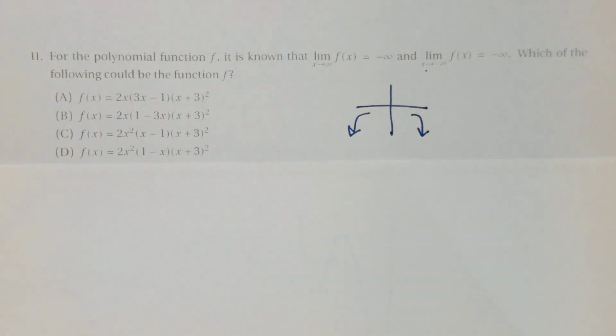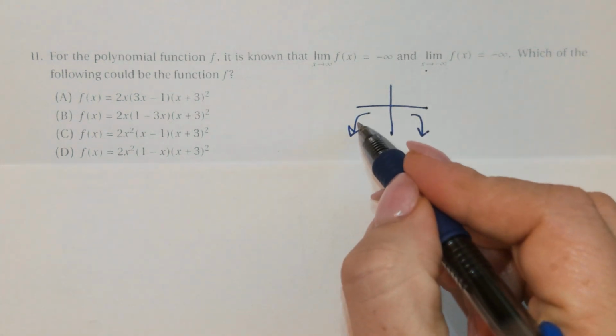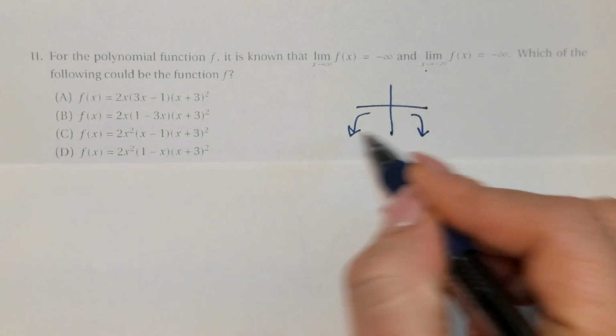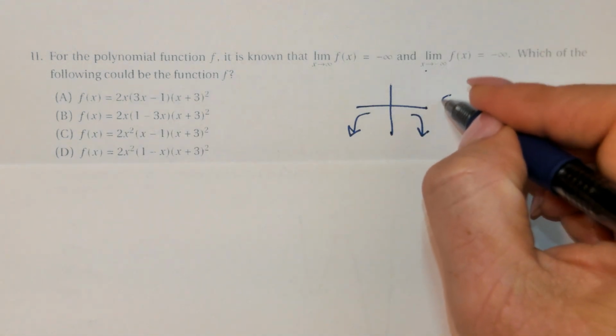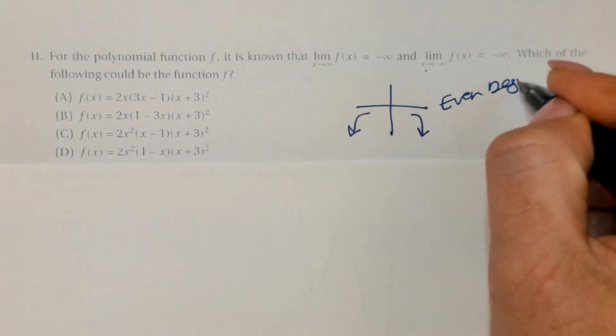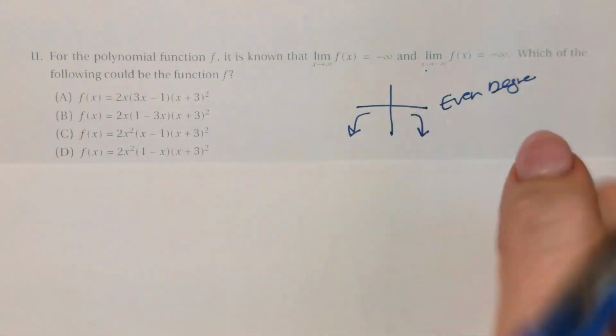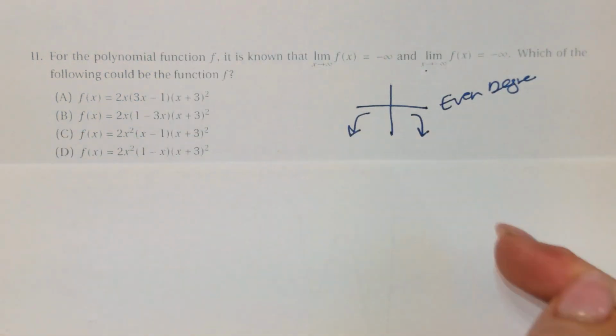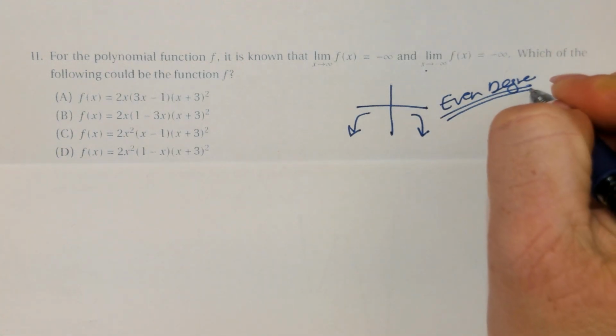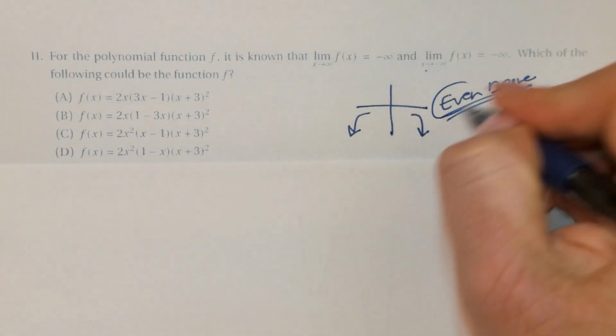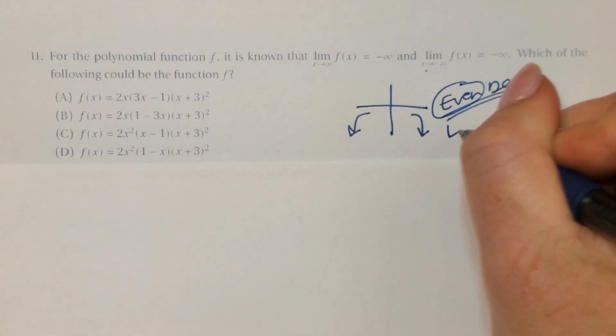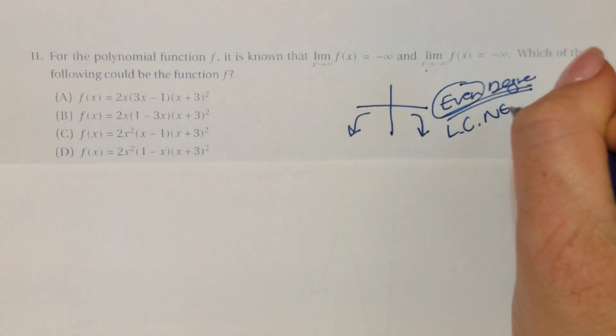Now let's think about even and odd degree functions. When you are going down on both the left and right, not only is this an even degree, because even degree functions are both going to head upward on the left and right, or they both will head down on the left and right. So this is even degree. So I'm looking at a degree of the function that is even. I also need the leading coefficient to be negative.